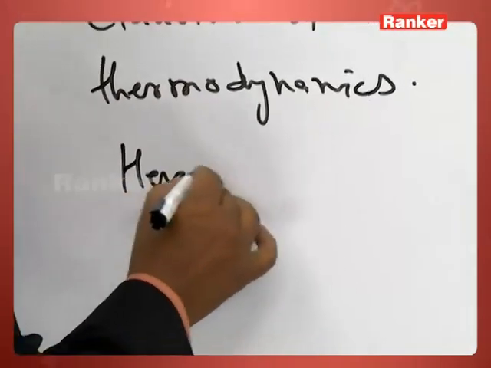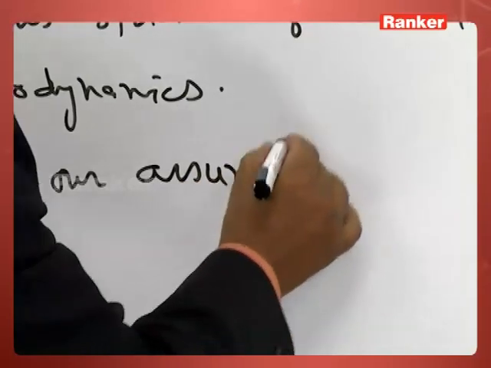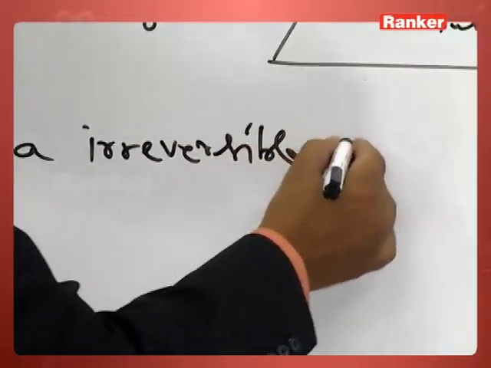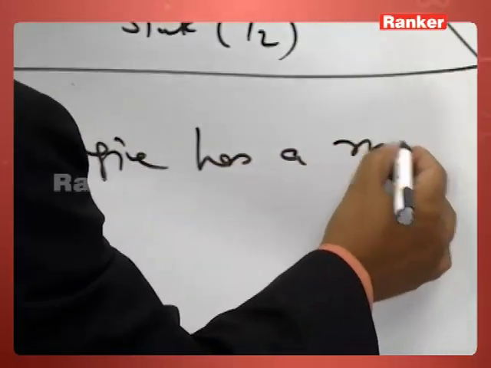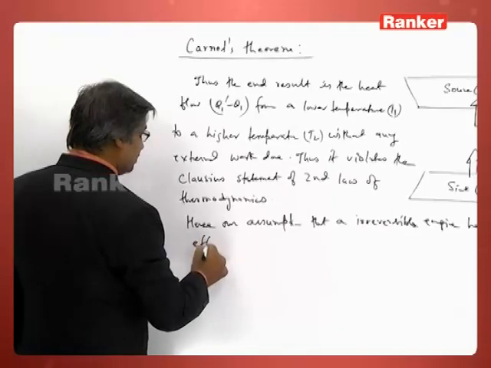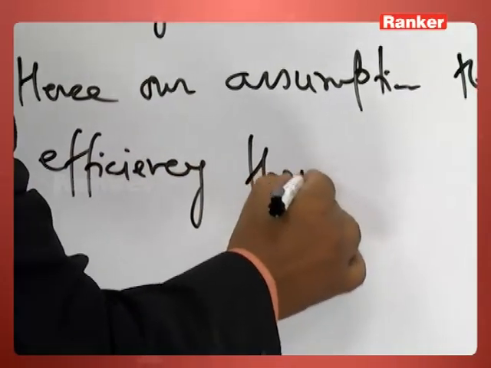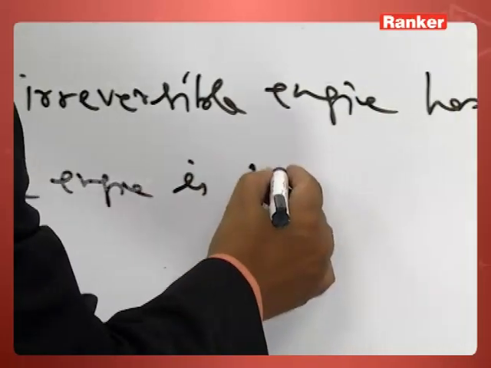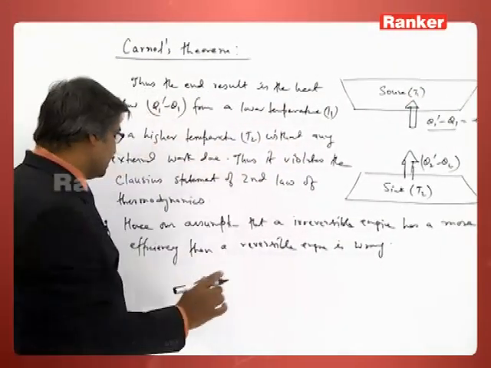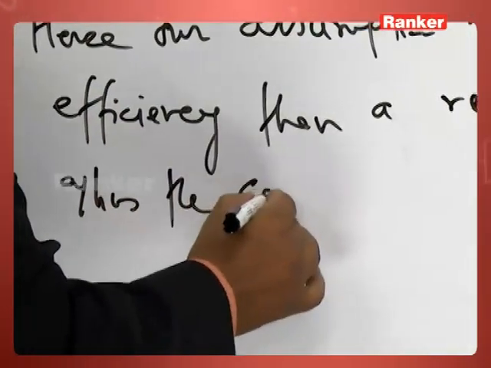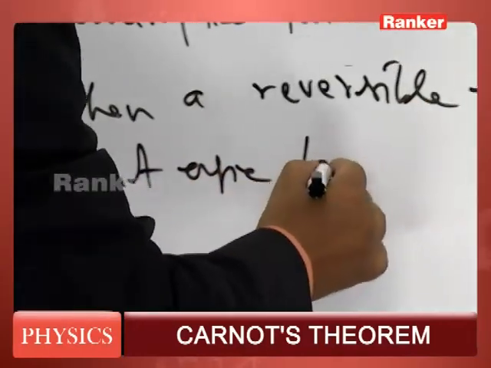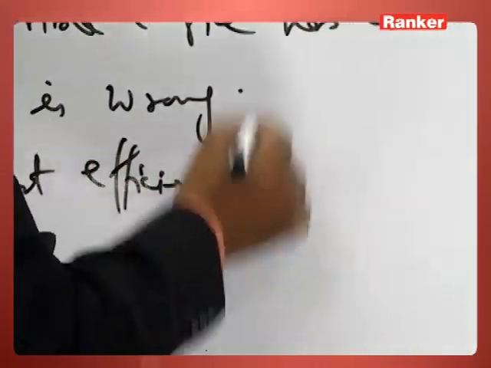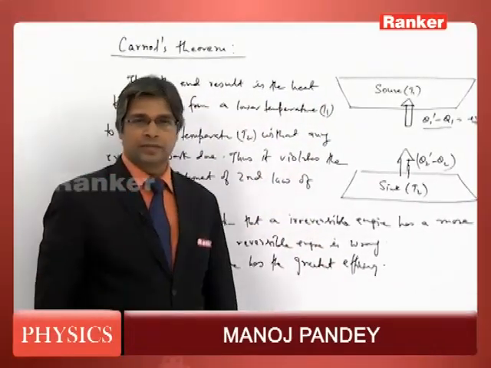Hence our assumption that an irreversible engine has more efficiency than a reversible engine is wrong. Thus the Carnot engine has the greatest efficiency working between particular temperatures. This is the Carnot's theorem.